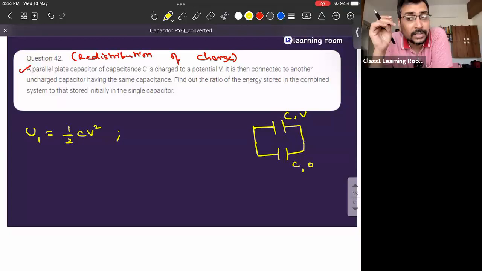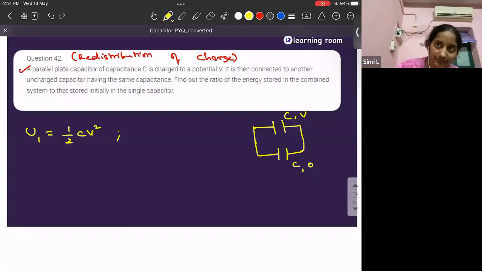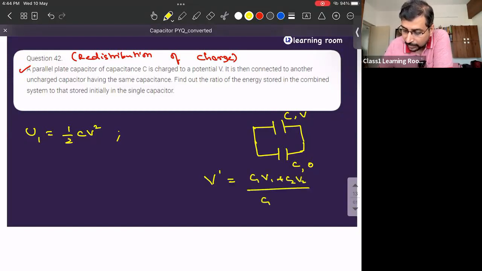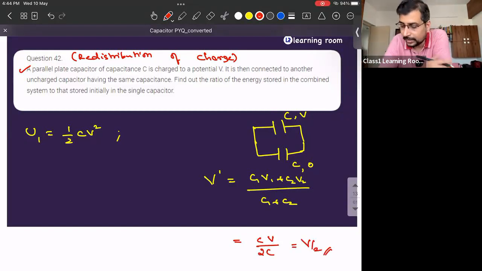There is something called common potential. If I call that common potential V dash, that will be C1 V1 plus C2 V2 divided by C1 plus C2. I showed you the derivation already. So C1 is C, so C into V divided by C1 plus C2, which is 2C. Answer will be V by 2. Obviously, right? So here the potential will become V by 2 in the final situation.